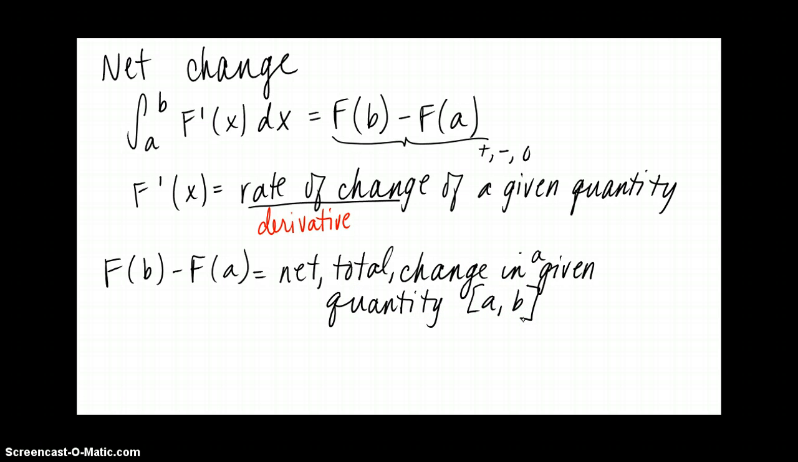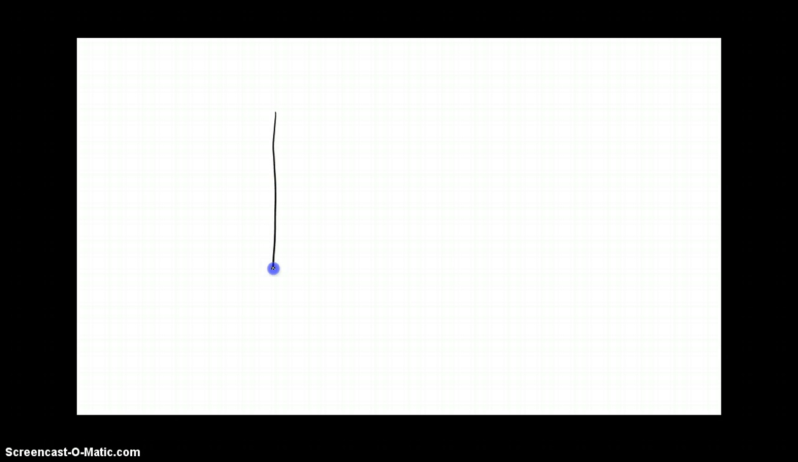So this isn't anything new. You find an antiderivative, you plug in the upper bound and the lower bound, but now it's saying when the integrand represents a specific rate of change, then whatever that answer is from the fundamental theorem gives us specific information about the quantity we were looking at to start. So let's look at a graph real quickly.